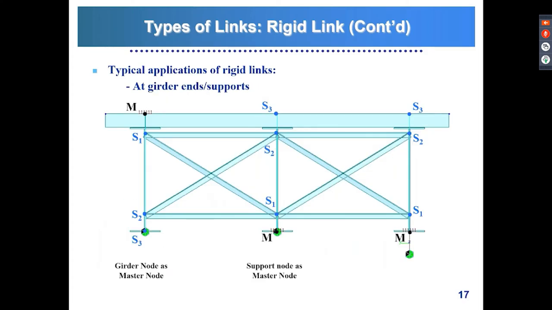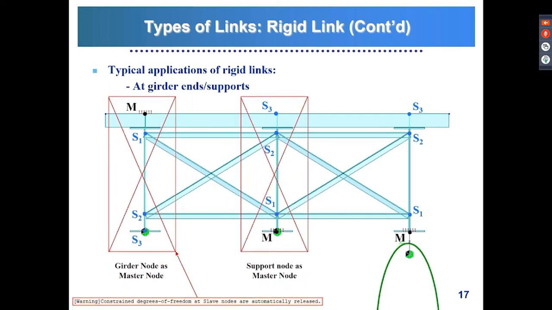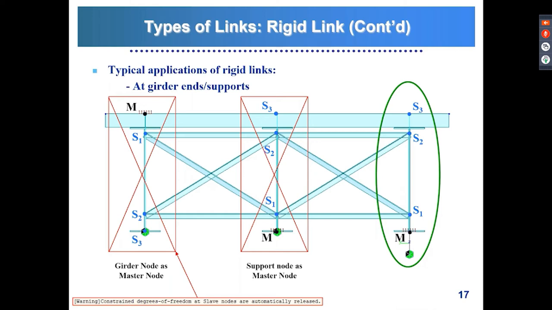Perhaps the most typical application of rigid links is at the ends of the girder when you are modeling your support conditions. So I wanted to show here three different configurations that I have seen when looking at different models, two of which are not correct, and the last one is the correct configuration.